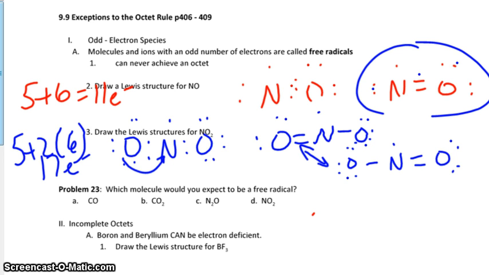All right, problem number 23. Which of these molecules would you expect to be a free radical? How did we define a free radical? It has an odd number of electrons. Let's count them up. Carbon has 4. Oxygen has 6. That's even. That's not it.